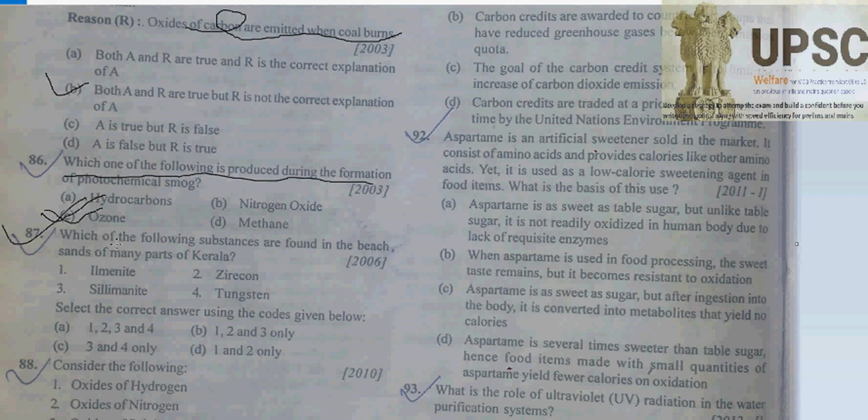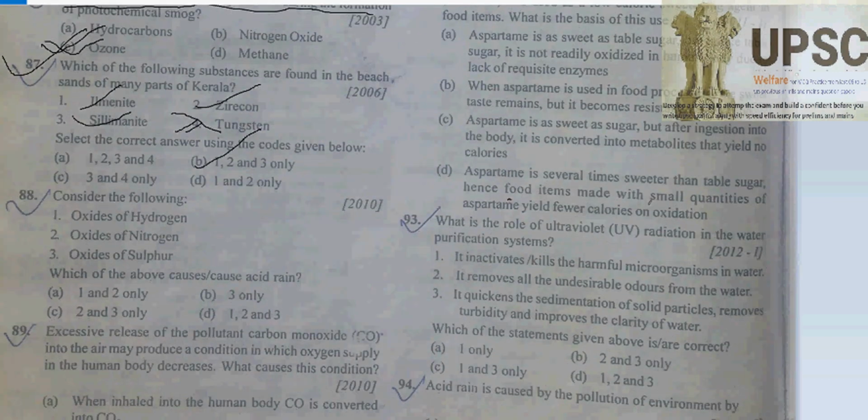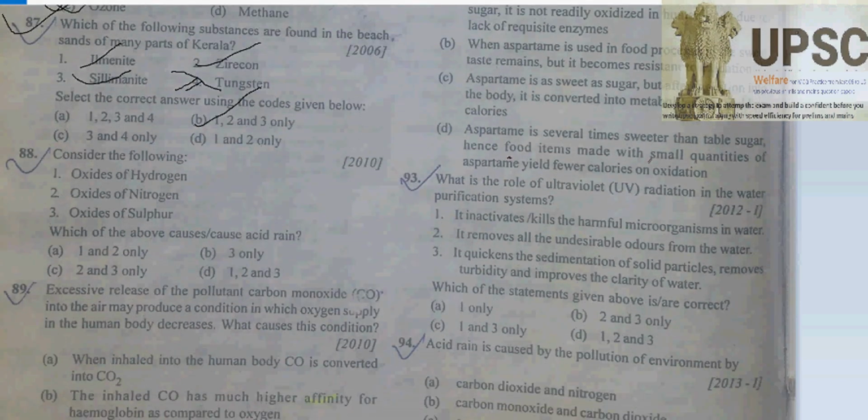Question 87: which of the following substances are found in the beach sand of many parts of Kerala? Except tungsten, all the others are found, like limonite and the rest. So 1, 2, 3 can be the concerns, and B is the correct answer. Next, consider the following: which ones cause acid rain? Definitely oxide of hydrogen will be eliminated, but oxide of nitrogen and oxide of sulfur remain. So 2 and 3 is going to be the correct answer.